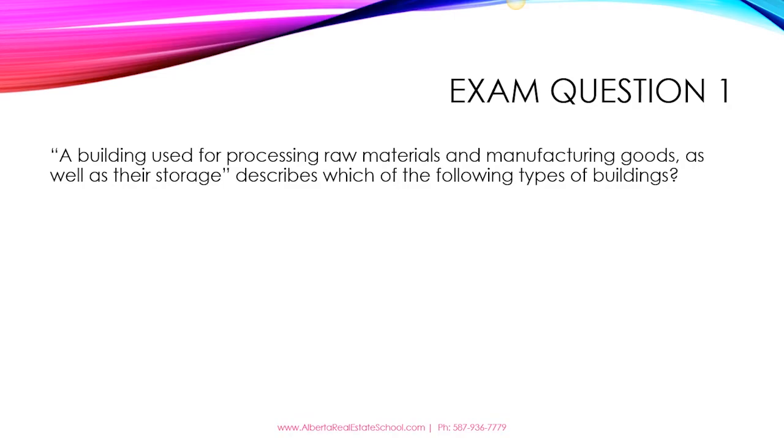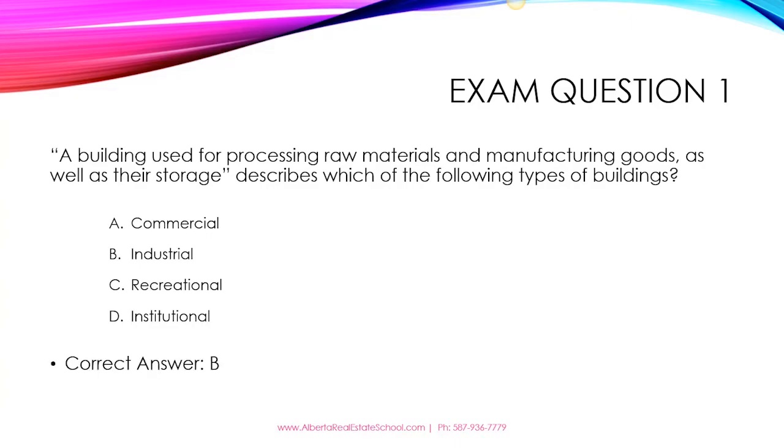The question is, a building used for processing raw materials and manufacturing goods, as well as their storage, describes which of the following types of buildings? And the options are A, commercial, B, industrial, C, recreational, or D, institutional. And the correct answer here is B. So any building that is used for processing raw materials or manufacturing goods would fall under the industrial category.